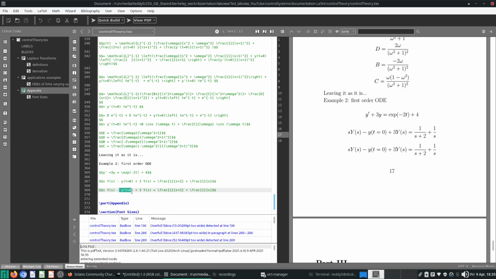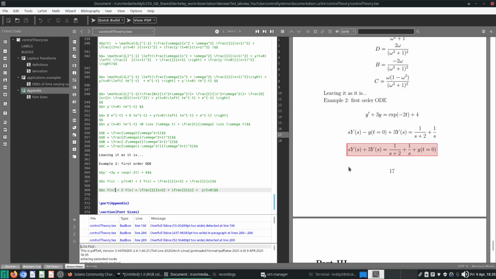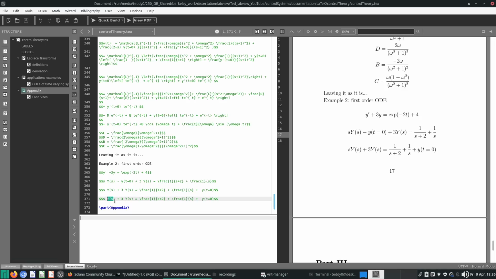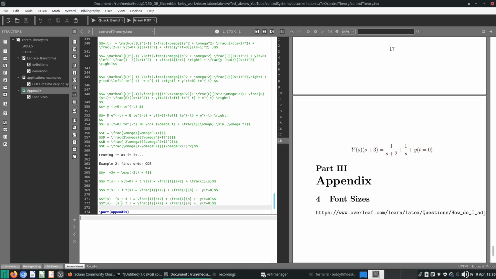So again, I'll just bring this t equals 0 to the right hand side. And then what happens here? We can just factorize Y(s) out, and just divide throughout by s plus 3. Okay, so I'll have this s plus 3, and then we can just partial fraction it.